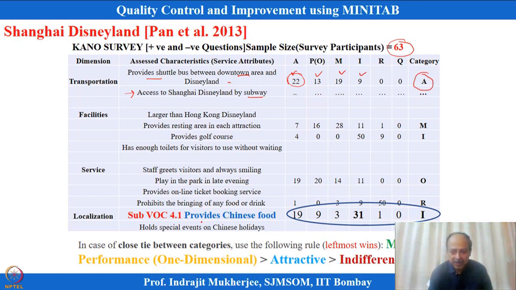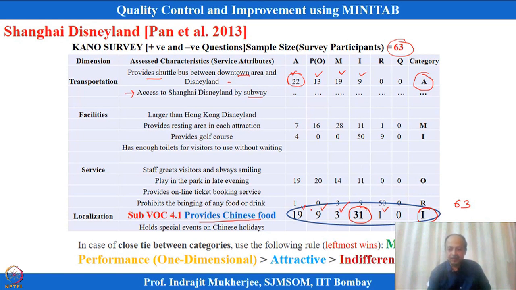Now let us come to providing Chinese food or not. We have received 63 responses, and they were categorized into these different aspects. 19 people say it is attractive, 9 say one-dimensional, 3 say must-be, and 31 say they are indifferent to this. Reversal is only one. Which is the maximum? Indifferent is the maximum, so this falls into the indifferent category, and immediately I know this is in the indifferent category.